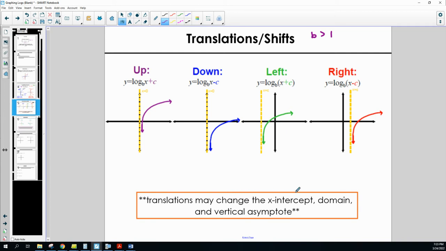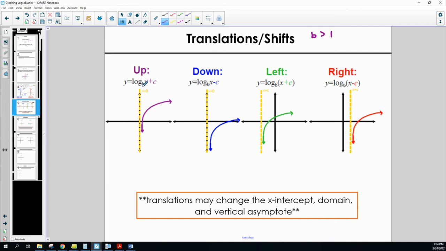In the exponential, it said the y-intercept. But now with a log, we have the x-intercept can change. With the exponential, we had that the range could change. But now with the log function, we have that the domain can change. And in the exponential, we had the horizontal asymptote could change. And in the log, we have that the vertical asymptote could change.